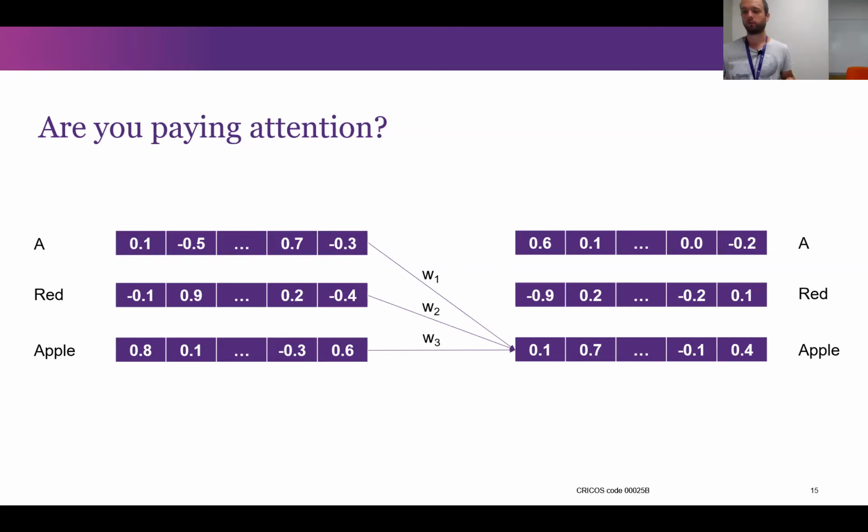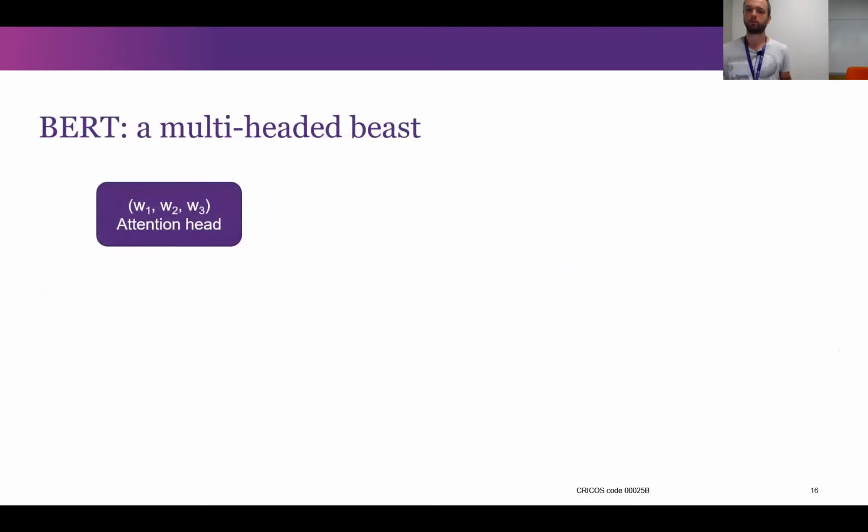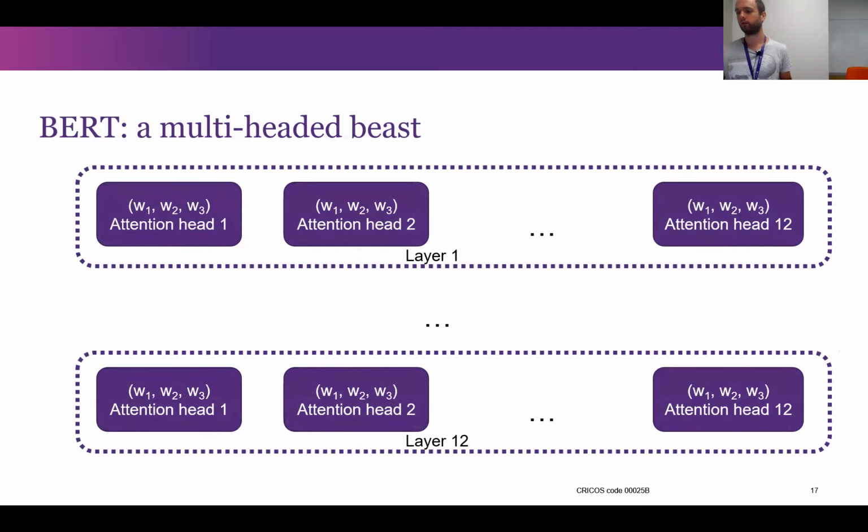So this set of weights is called an attention head, and BERT has 12 attention heads per layer and overall 12 layers, which are stacked, so they can learn different sophisticated features with each new layer.